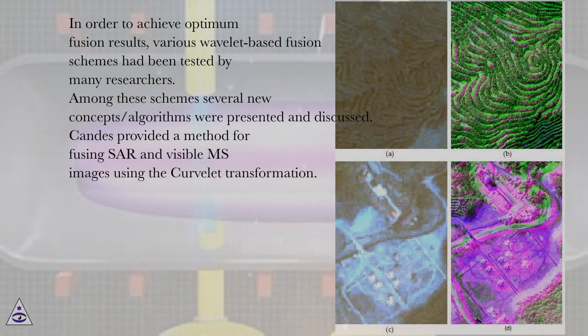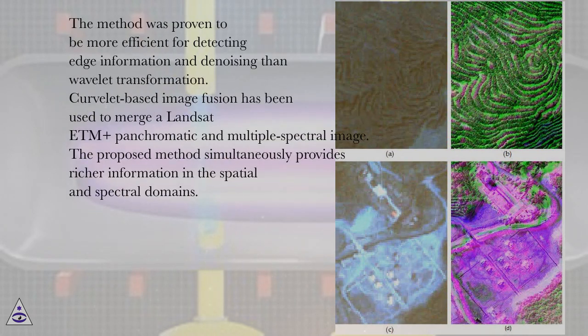Kahn provided a method for fusing SAR and visible MS images using the curvelet transformation. The method was proven to be more efficient for detecting edge information and denoising than wavelet transformation. Curvelet-based image fusion has been used to merge a Landsat ETM plus panchromatic and multiple spectral image. The proposed method simultaneously provides richer information in the spatial and spectral domains.